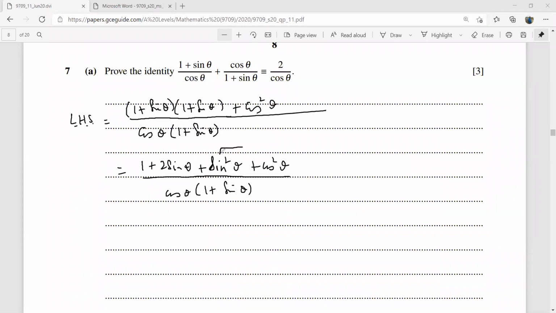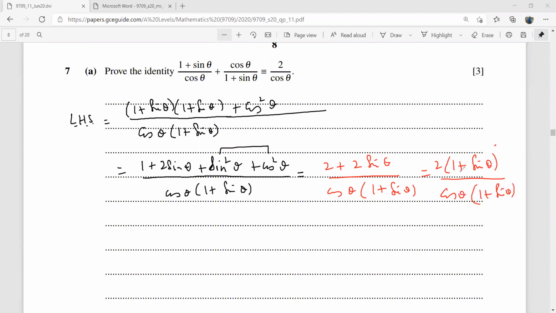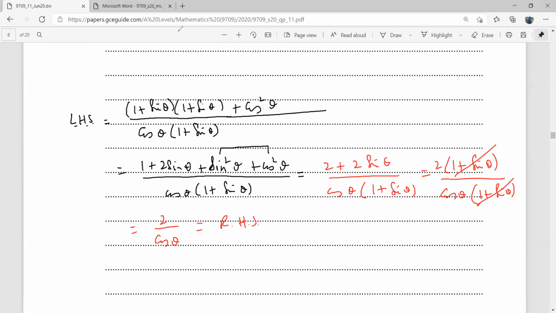Okay, guys, these two, they come together, they become 1, and there is already a 1 over here. So we have 2 plus 2 sine theta over cos theta into 1 plus sine theta. So this is 2 into 1 plus sine theta over cos theta into 1 plus sine theta. This is cancelled by this, and we have 2 over cos theta. That is the right hand side. We had to show this. Then we move on to the B part.